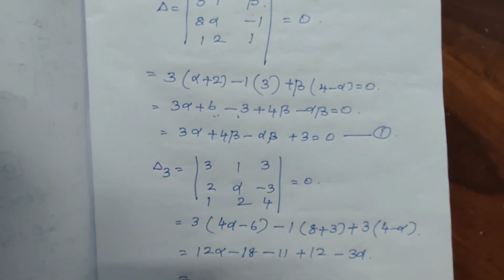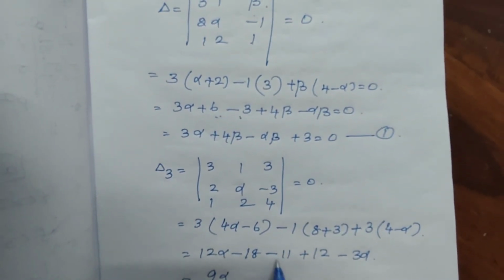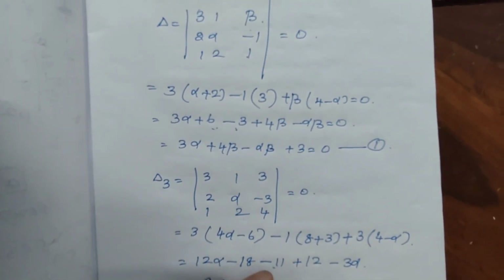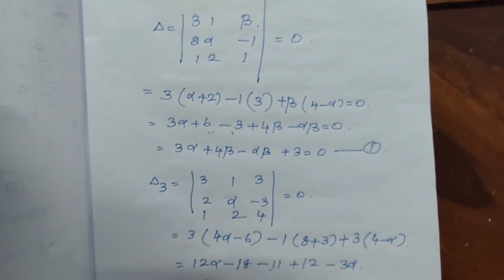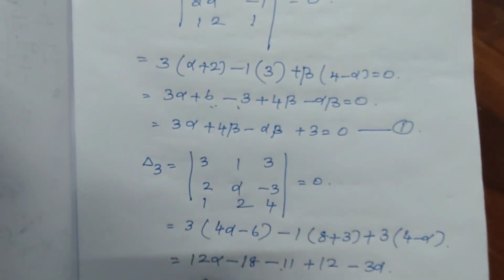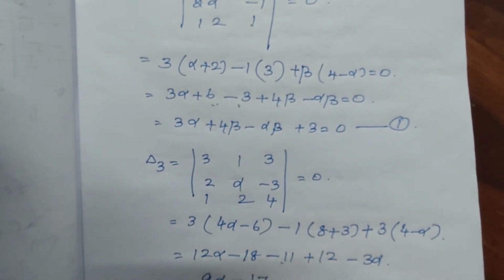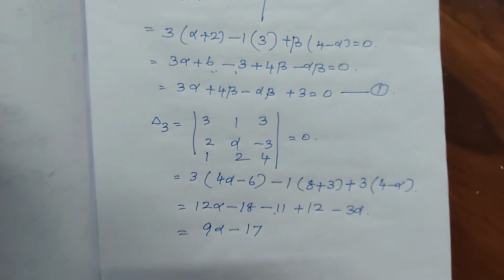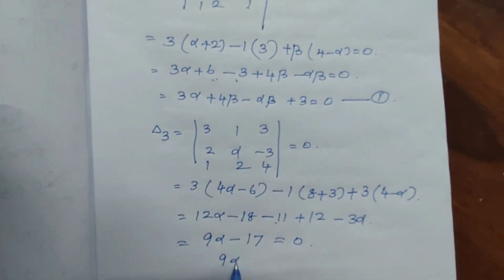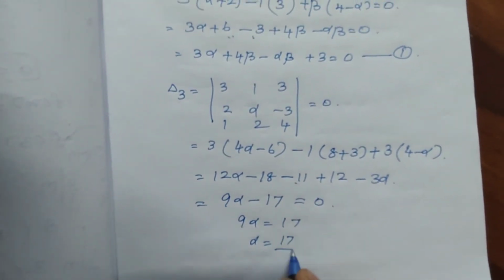What you get is 12α − 3α, that is 9α. Here −18 − 11 + 12. So what you get here: −18 + 12 is −6, −6 − 11 is −17, equal to 0. So 9α = 17. So α = 17/9.